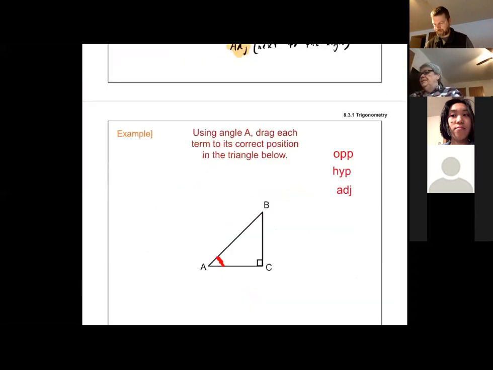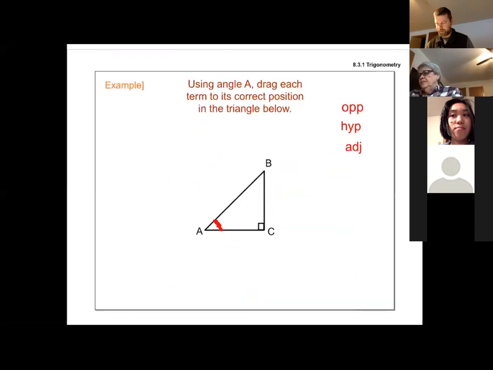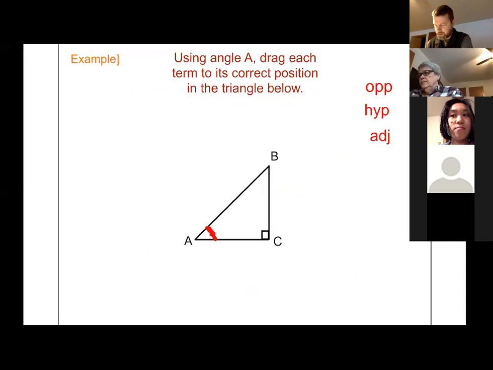Let's just check one and find out. So if I'm looking at angle A, so angle A is the one I care about right there, which side is opposite angle A? B. So when you say B, you mean BC, that one right there? Yeah. You're exactly right. BC, that would be the opposite side. Which side is the adjacent side?